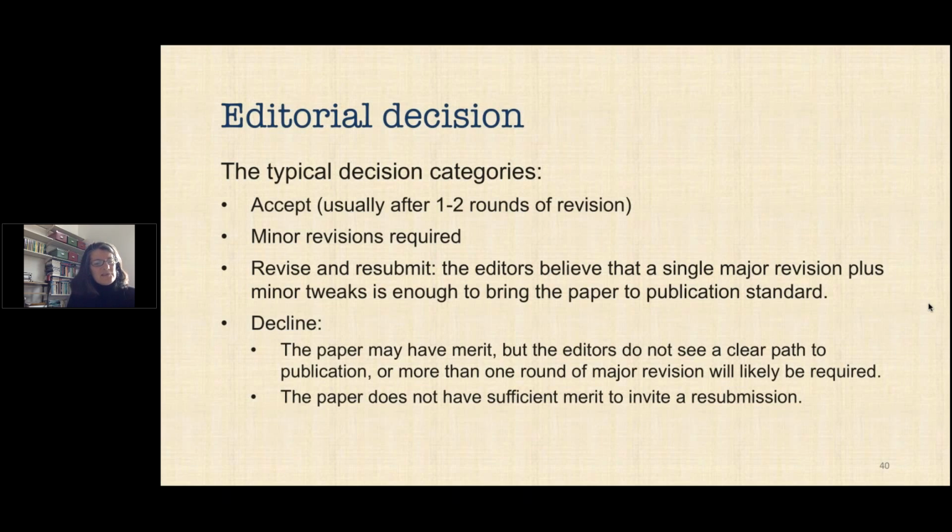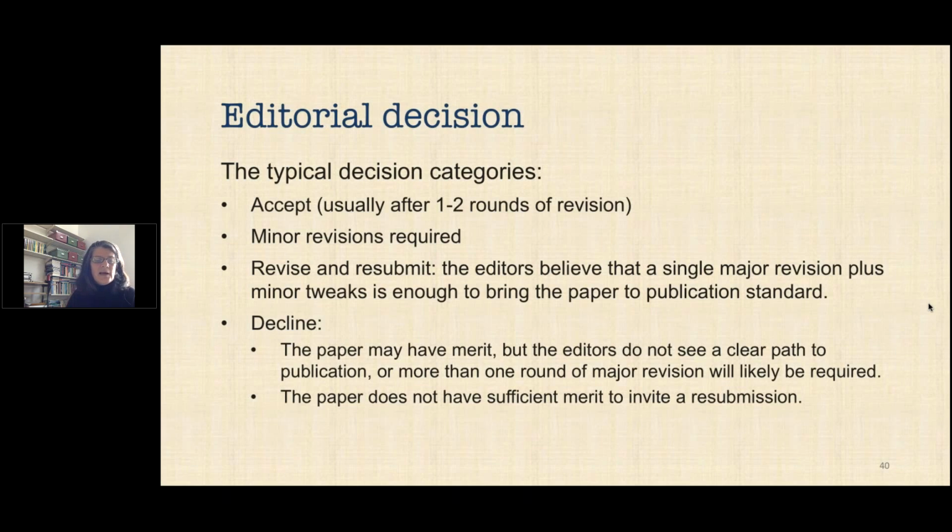So then the unhappy decision would be that the paper is being declined. This can even be if a paper has merit. But it's possible that the editors wouldn't see a clear path to publication, or more than 1 round of major revision would likely be required. So perhaps specific to Language, and other journals as well, but certainly at Language, our rule of thumb is that if we receive a manuscript and it really looks like more than 1 major restructuring would be required, we decline the paper, although sometimes we might leave the door open for a future submission down the road, where it will be possible for us to see a little more clearly that there's a path to publication.